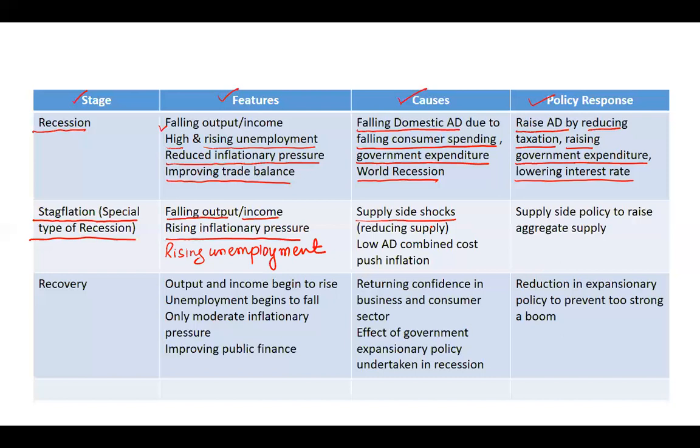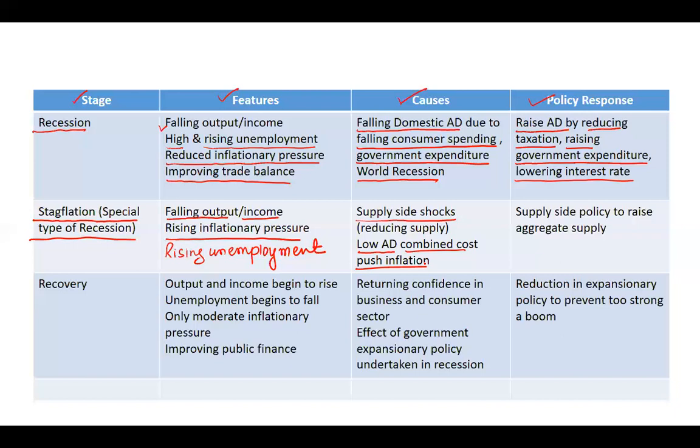So both aggregate demand and aggregate supply are low. As a result, the economy is in a type of recessionary situation. And it is due to the low aggregate demand combined with cost push inflation. And cost push inflation is where the supply side shock is there. There might be a cost push inflation, for example, in terms of high oil prices, and oil prices will turn your cost push inflation high.